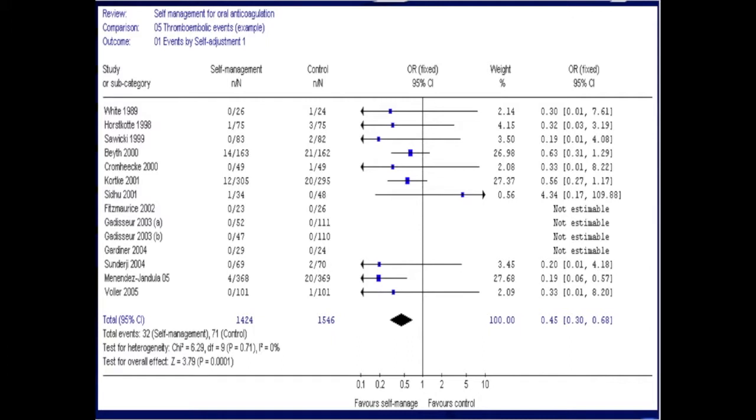But let's look at the total effect. We can see that the odds ratio is 0.45. Thrombotic events versus events by self-adjustment. So again, you can say that the odds for a thrombotic event with self-management are 55% less than with the control group.